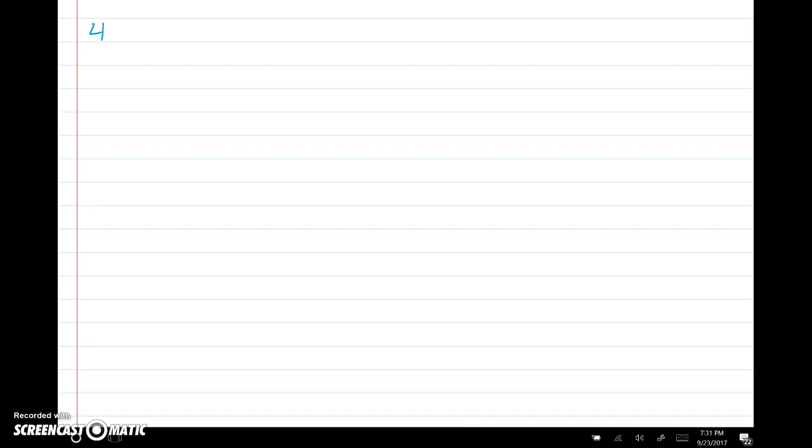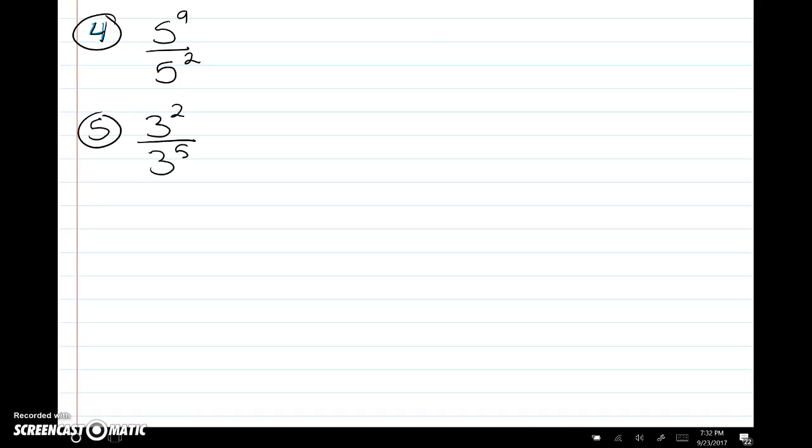Let's do this in black. Keep it all nice and uniform. Let's do 5 to the 9th over 5 to the 2nd. Write your answer in the box when it appears. Number 5, let's do 3 squared over 3 to the 5th. And when the box appears, put your answer into it.